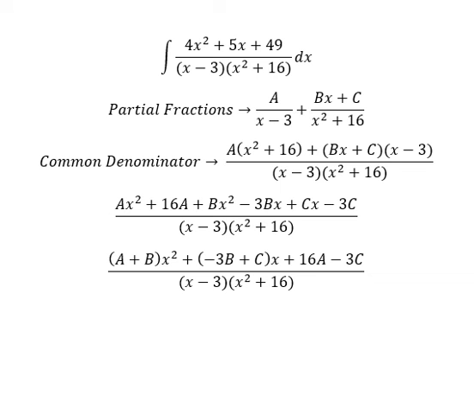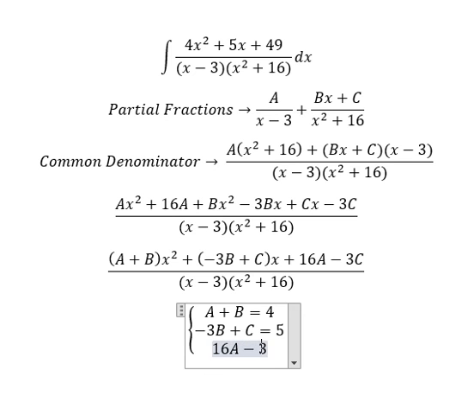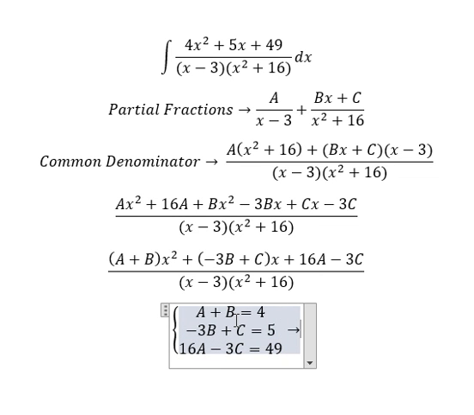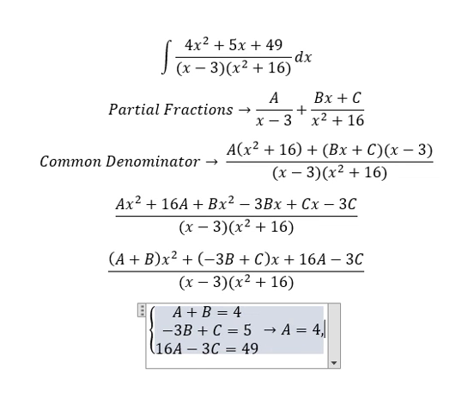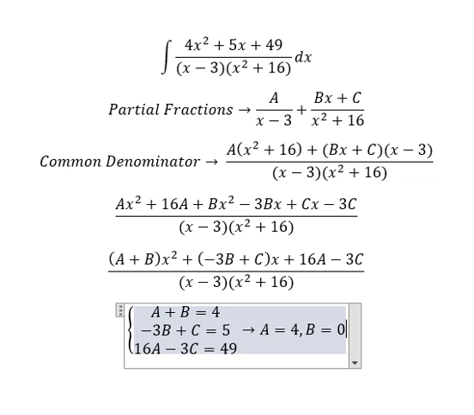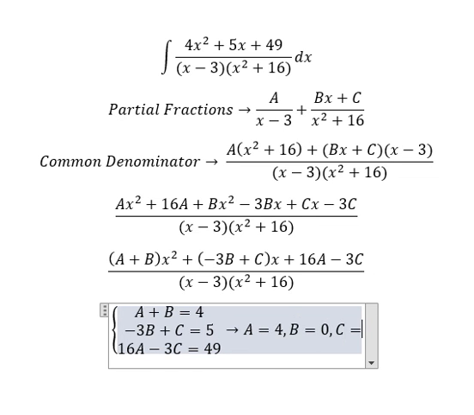And now we create the system of equations. And now we can find the solutions of A, B, C. So A equals 4, B equals 0, C equals 5.